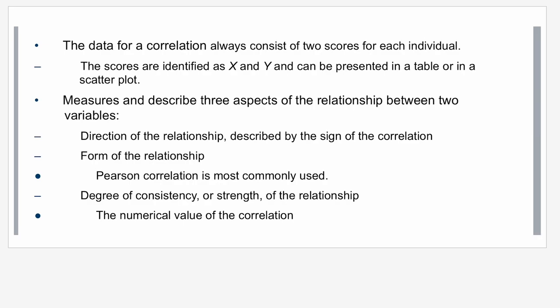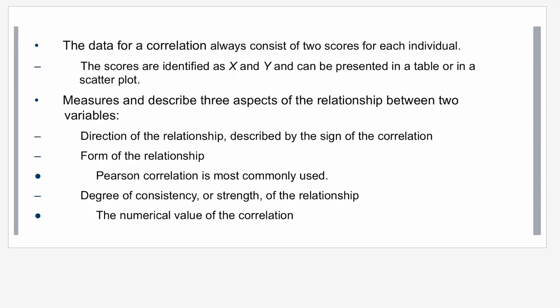The measures describe three aspects of the relationship between two variables. Remember, we talked about this in chapter 12, where there's the direction of the relationship, which means either a negative correlation or a positive correlation. The form of the relationship, most often a linear relationship, and so it's the Pearson correlation that's commonly used, which is that lowercase r. And then there's the degree of consistency or strength of the relationship, which is the value of that correlation.